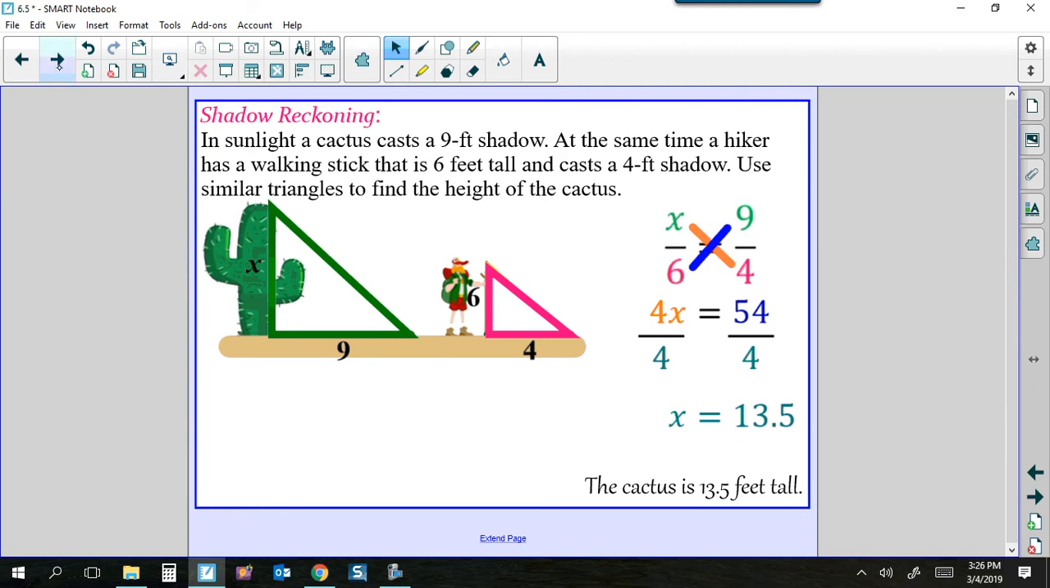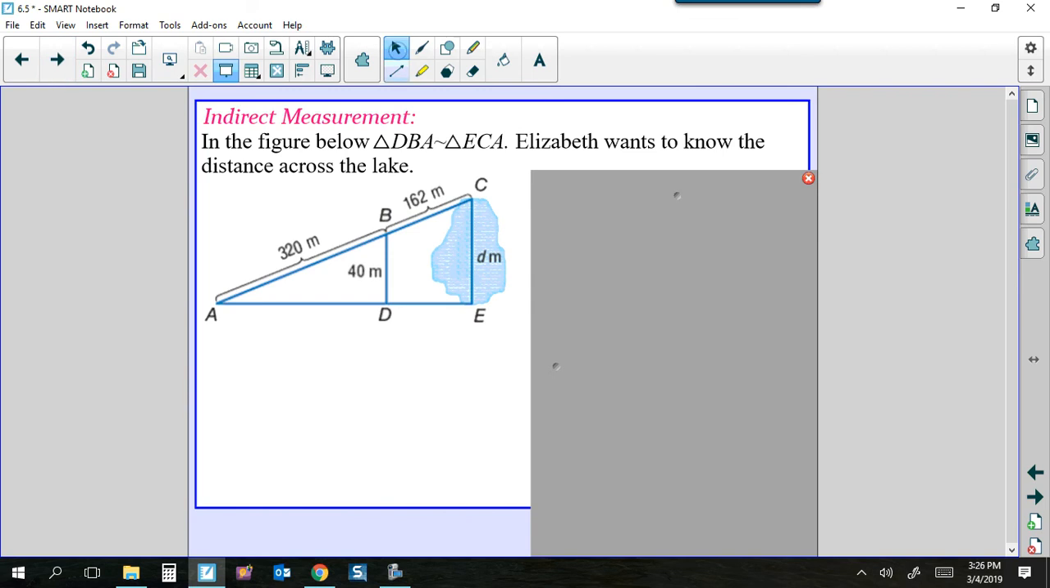Perfect. All right. So now we're not talking about height. We're going to talk about the distance across something. How long is the lake?